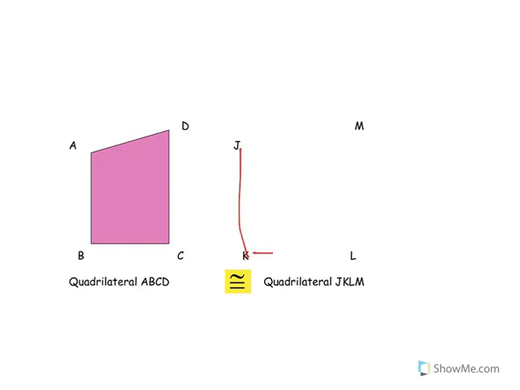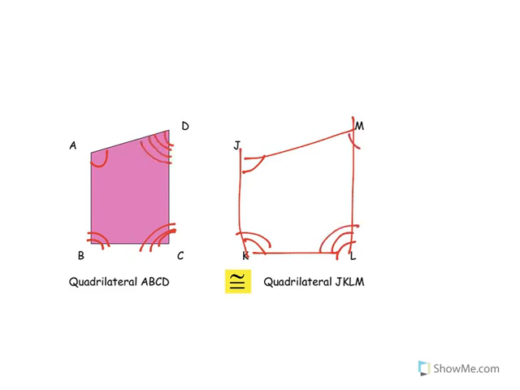So we're going to draw our quadrilateral. Since A is compared to J, we know that A is congruent to J, and B is congruent to K, and C is congruent to L, and D is congruent to M. And also the sides: segment AB is congruent to JK, BC is congruent to KL, and CD is congruent to LM, and DA is congruent to MJ.